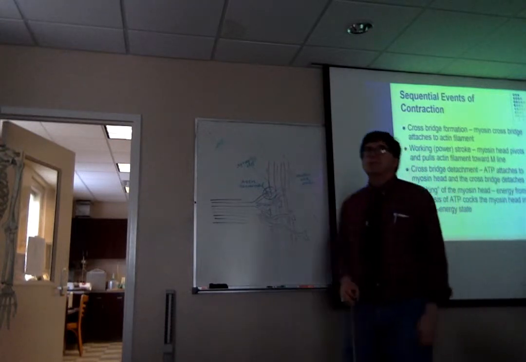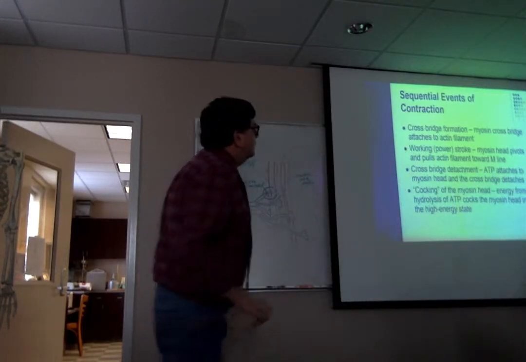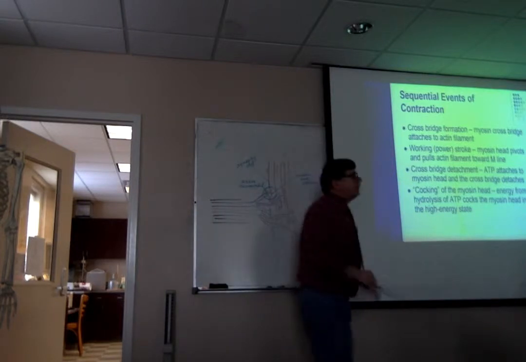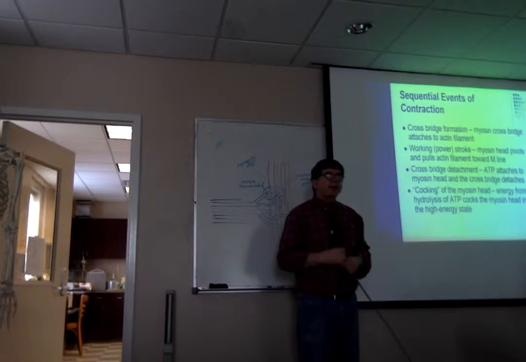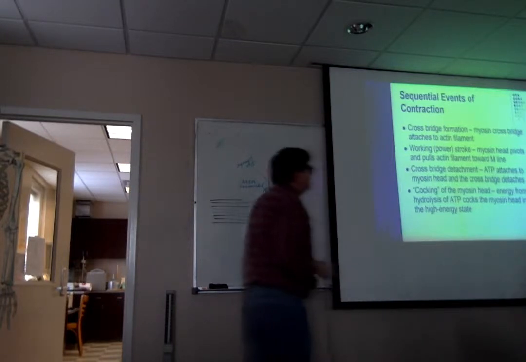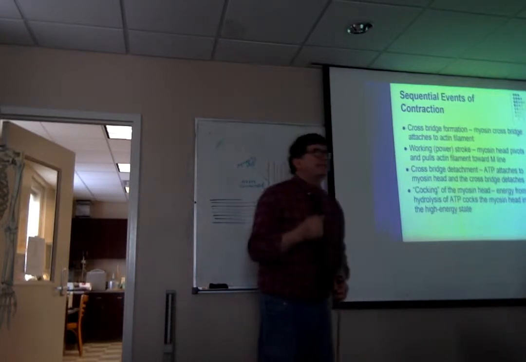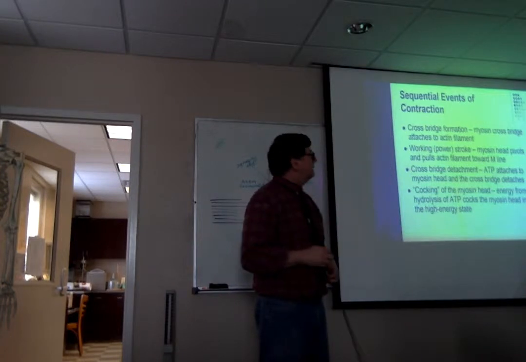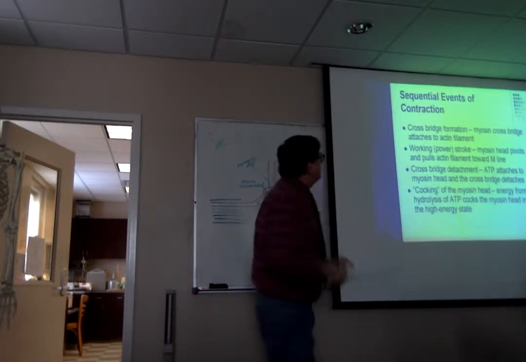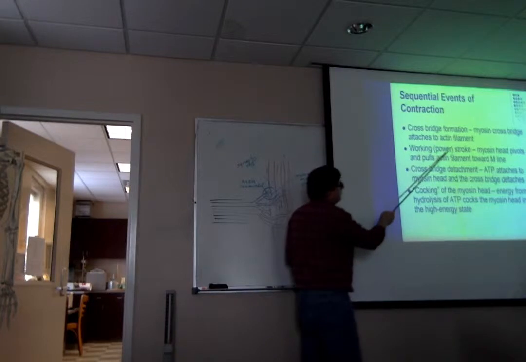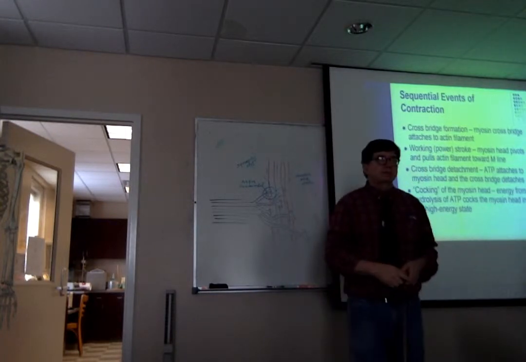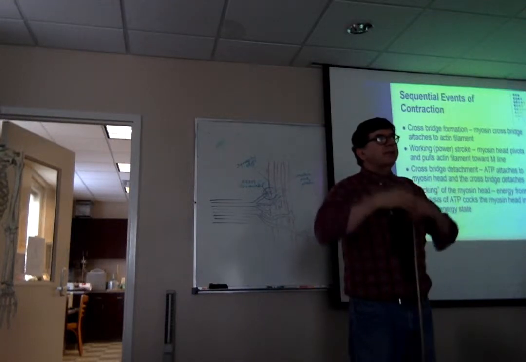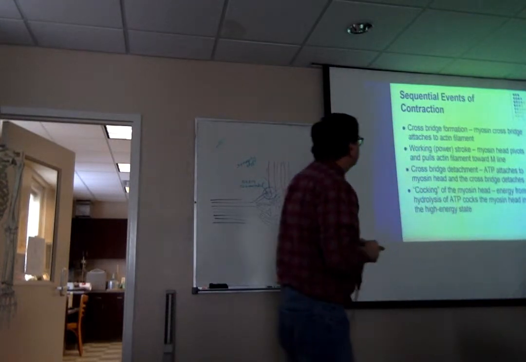All right, so this is the sequence of events. Cross-bridge formation is simply when the myosin head becomes bound to the binding site on the actin. Okay? Remember that when the myosin head attaches, it's already cocked. Once attachment or cross-bridge formation occurs, then we initiate the power stroke, where the myosin head pivots, and in doing so brings the thin filament in closer to the center of the thick filament.